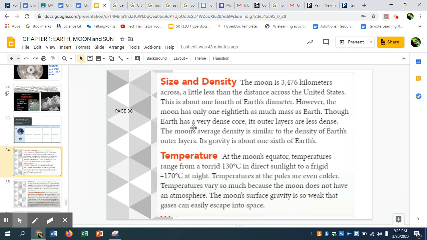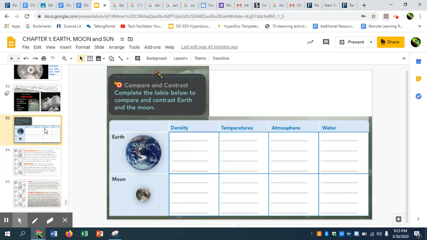It says, though the Earth has a very dense core, its outer layers are less dense. Okay, so the core of the Earth is dense. The outer layers are less dense. Now the moon's average density is similar to the density of the Earth's outer layers. So we can go back to our data table and write down that the core of the Earth is very dense, the outer layers are less dense. And for the moon, we can write that it is similar to the Earth's outer layers. So in this way, so far, moon and Earth are kind of similar.